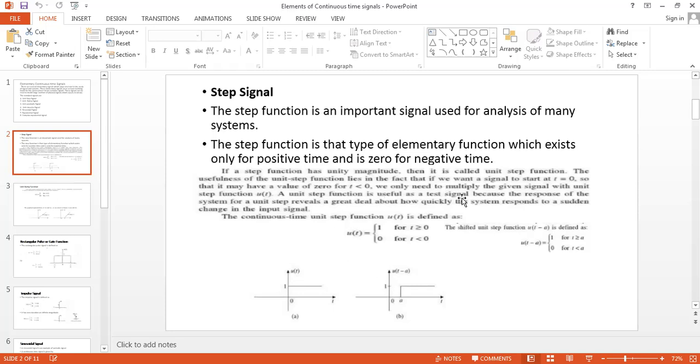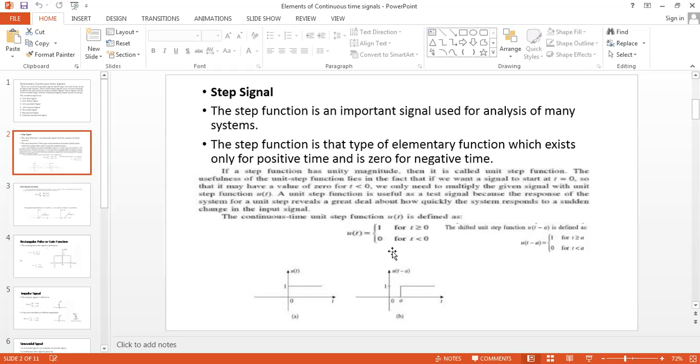The unit step signal is useful for testing systems because the response of a system to a unit step reveals a great deal about how quickly the system responds to sudden change in the input. The continuous time unit step signal u of t can be given as u of t is equal to 1 for t greater than or equal to 0, and 0 if t is less than 0.